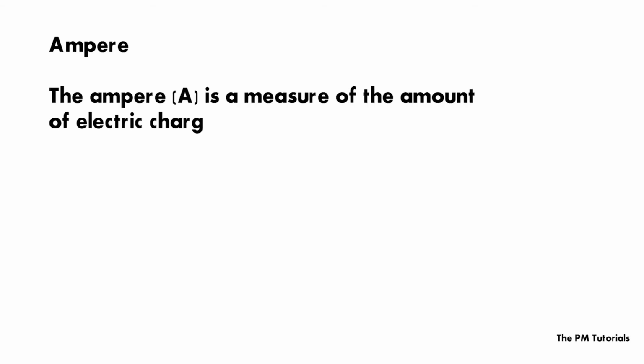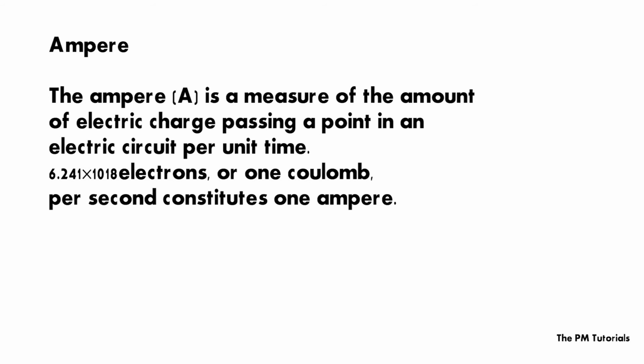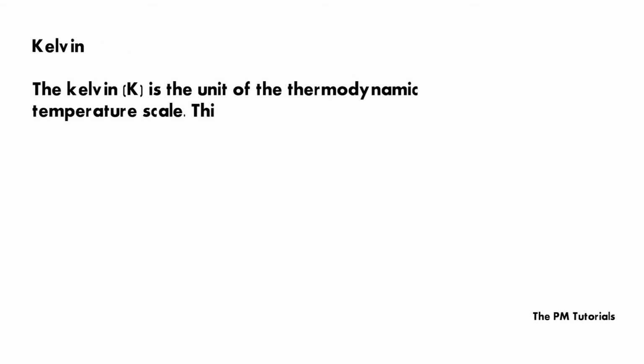Ampere. The ampere is a measurement of the amount of electric charge passing through a point in an electric circuit per unit time, like how many electrons are passing in a second. It is called a coulomb. A coulomb consists of 6.241 times 10 to the power 18 electrons per second. It constitutes 1 ampere.